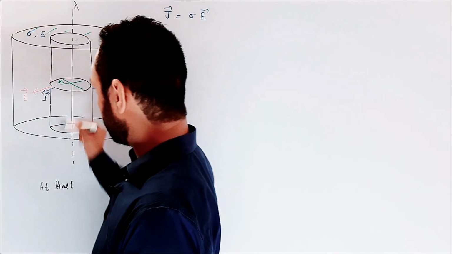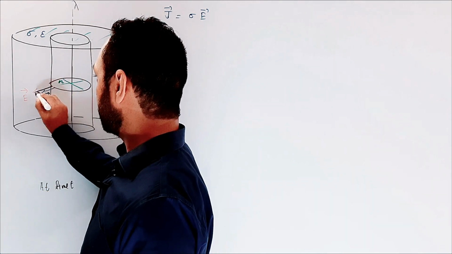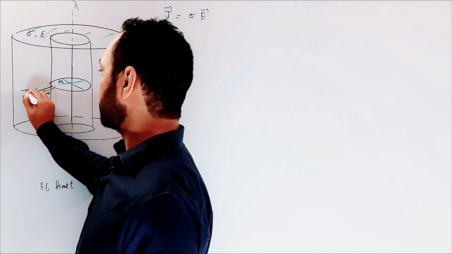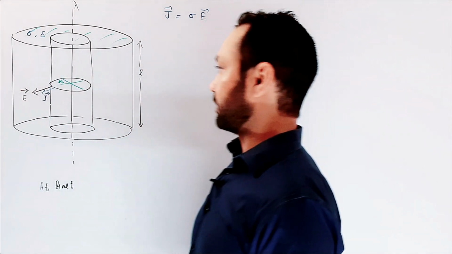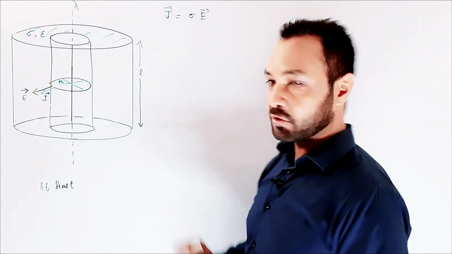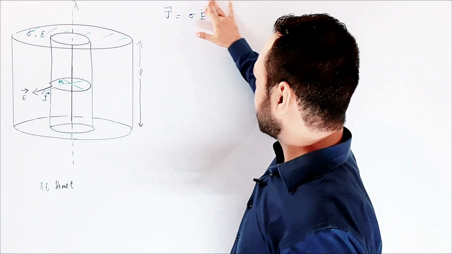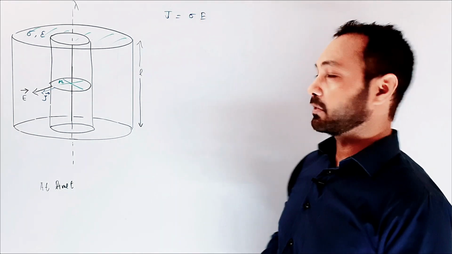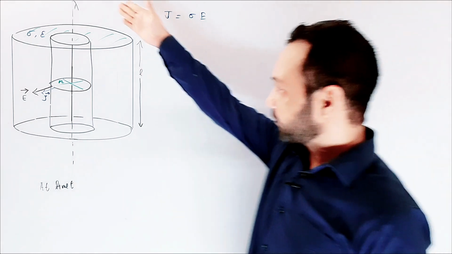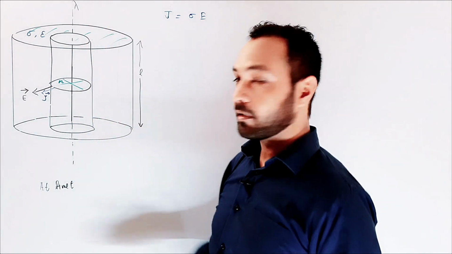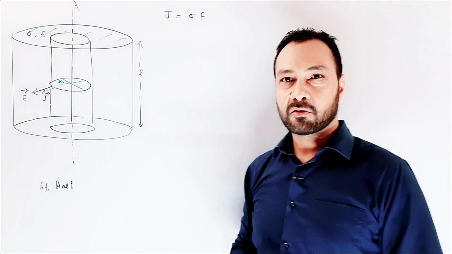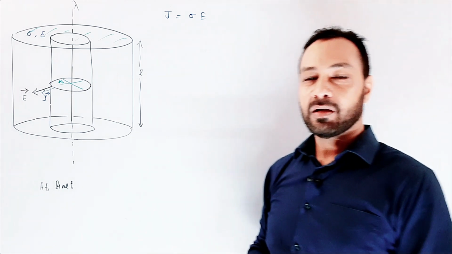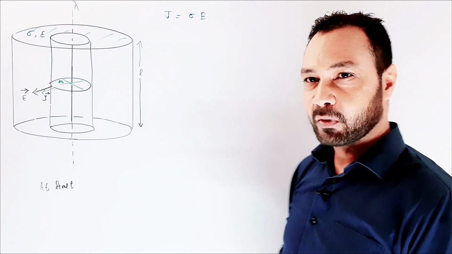So let me draw it big and bold. This is the E vector. In the direction of E there is a J vector. So J is equal to sigma E. So the direction part I have taken. Let me remove the vector sign here. The electric field due to this infinite line charge, we know, is equal to 2k lambda upon r, where k is equal to 1 by 4 pi epsilon.